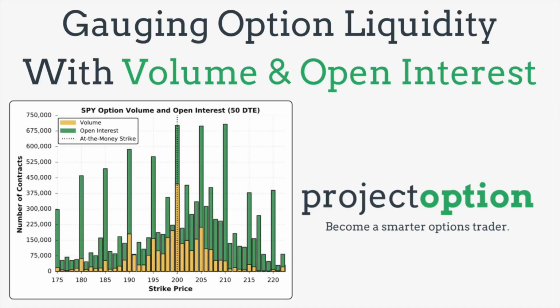In this video we're going to talk about gauging option liquidity with volume and open interest. So when looking at volume and open interest, we can get an idea as to how many people are trading a particular option, which also will tell us how liquid that option is and how easy it will be to trade in and out of those positions. So in this video we're going to talk about what volume and open interest are, and then we're going to talk about which options tend to have the most volume and open interest.